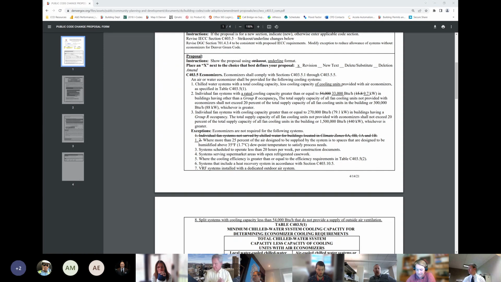Anyway, I misread that. Let me talk about the other issue, which was where economizers should be. And the base code really has this huge loophole in number 7, under VRF systems installed with a dedicated outdoor air system. There are several concerns about that, and again, this is a base code issue. So the base code has dramatically reduced the requirements here.